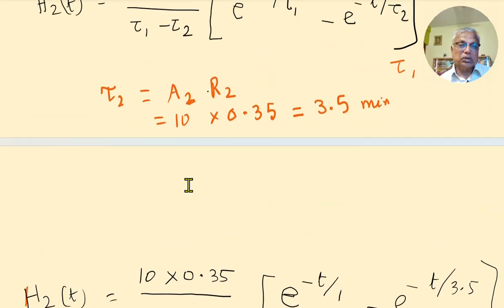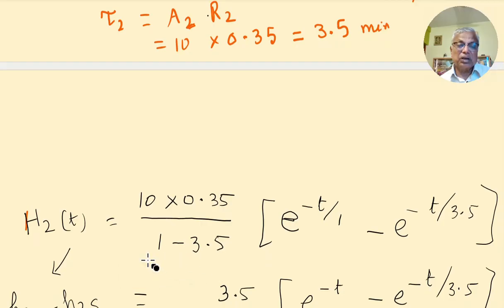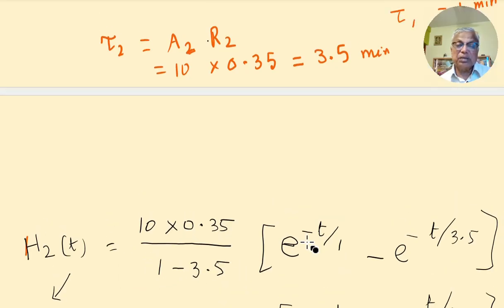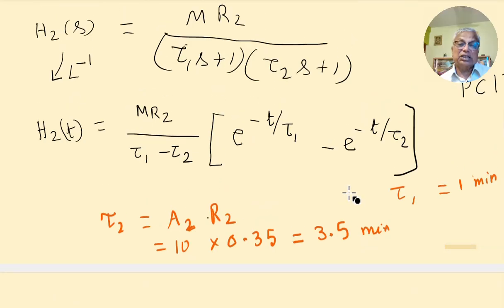So H2(t) equals m, R2 by tau 1 minus tau 2, into e power minus t by tau 1 minus e power minus t by tau 2. Tau 1 is 1, tau 2 is 3.5. I have just substituted the constants into these equations.